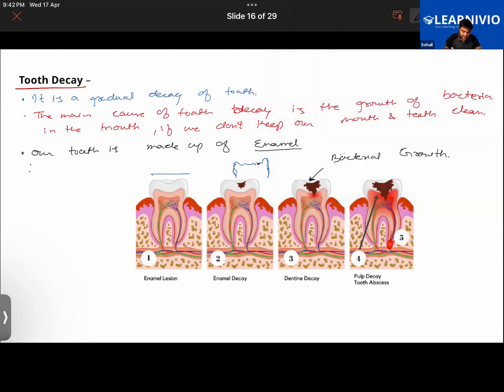Basically, the bacteria start releasing acids, and acids, we know, are corrosive in nature. If you pour some strong acid over marble or some surface, most probably it will corrode the surface, isn't it, guys? It will eat away the surface.